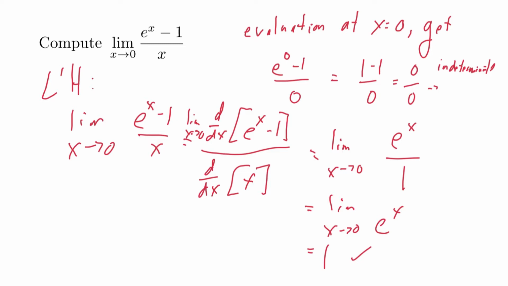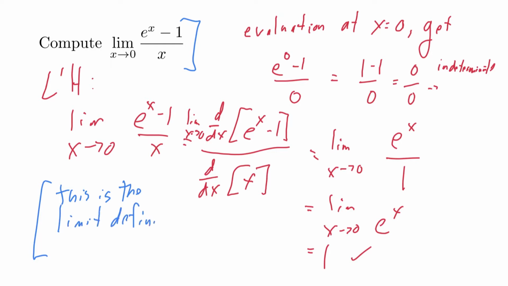So in this case, was there another way to see what this limit should be? Yes. Right? So I'll just make a remark. This is the limit definition of the derivative of e to the x at x equals 0. So if you go back and look at the limit definition of the derivative, you'll see that what we're doing here is differentiating e to the x at x equals 0, which of course is 1.